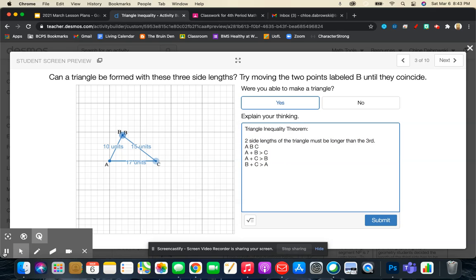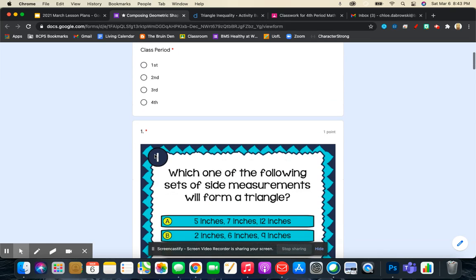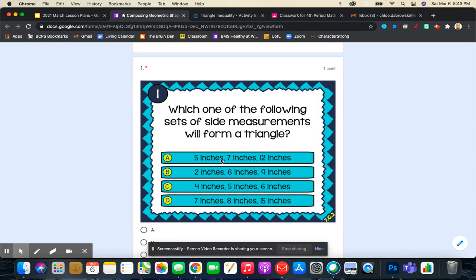So what you guys are going to be asked to do today is you're going to work through this Google form. So, sorry, I asked for your email. Your class period, that just helps me out. So again, which of these sides will form a triangle? Basically, 2 sides add together have to be bigger than the third one.